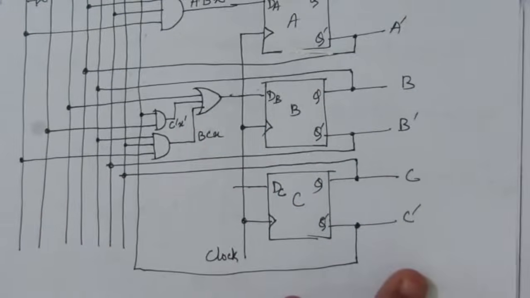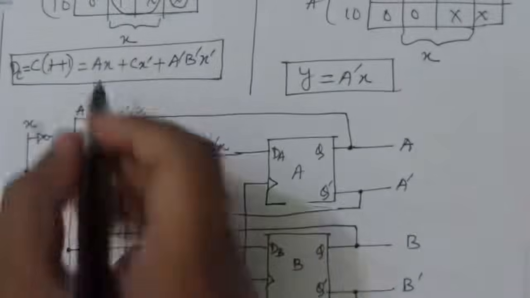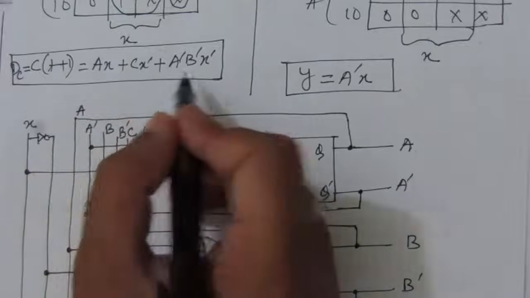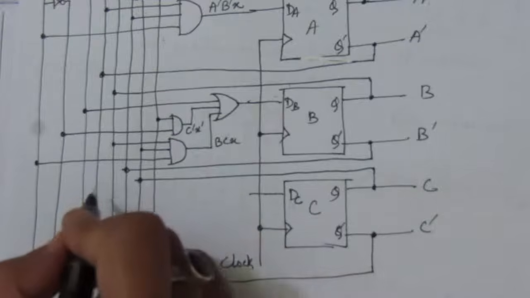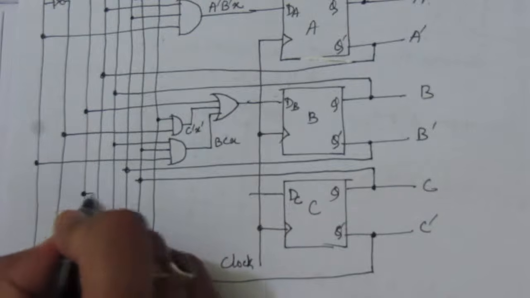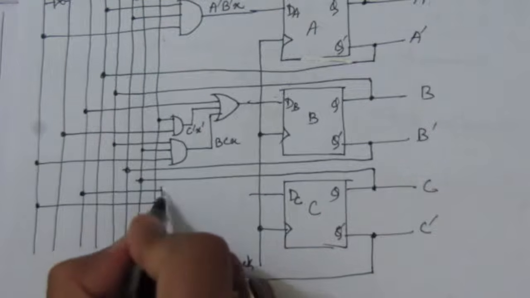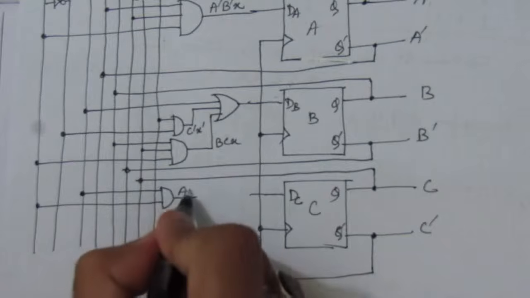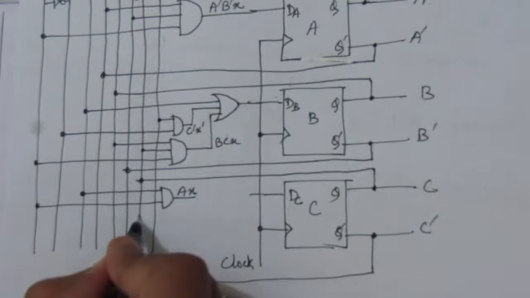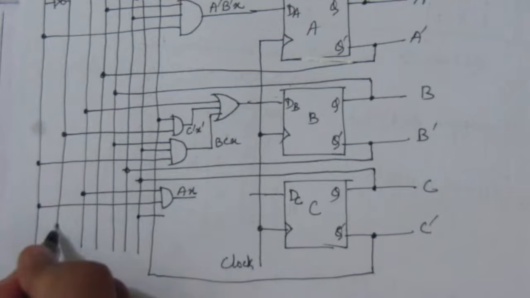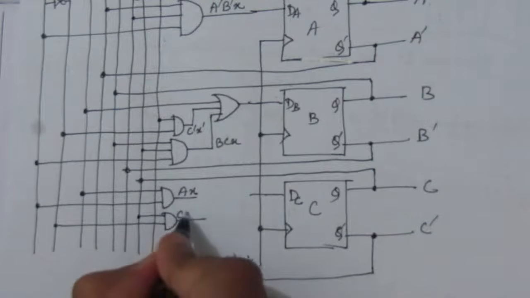Next we have for DC. For DC we have AX plus CX bar plus A bar B bar X bar. So first of all find AX. So take a line from A, take a line from X, use an AND gate, here we'll get AX. Next we have CX bar. Take a line from C, take a line from X bar, and here we'll get CX bar.